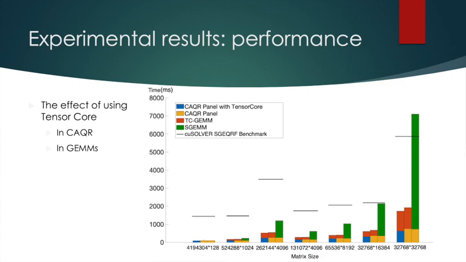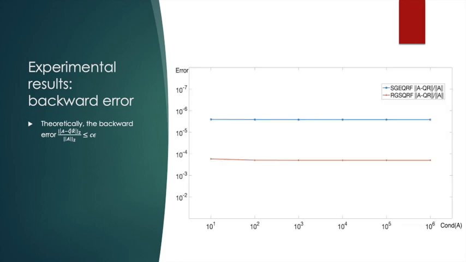However, as I mentioned in the introduction, Tensor Core is much faster at the cost of losing accuracy. So, how about the accuracy of RGSQRF? Let's talk about backward accuracy first. Theoretically, the backward accuracy is bounded by the machine epsilon. Also, we can see this in the figure.